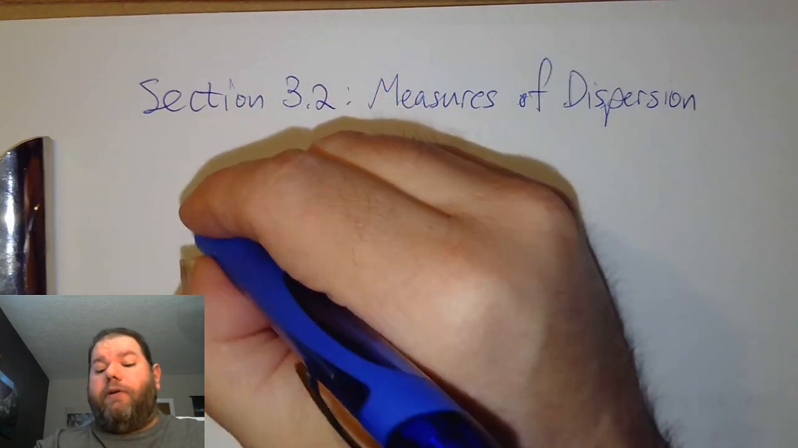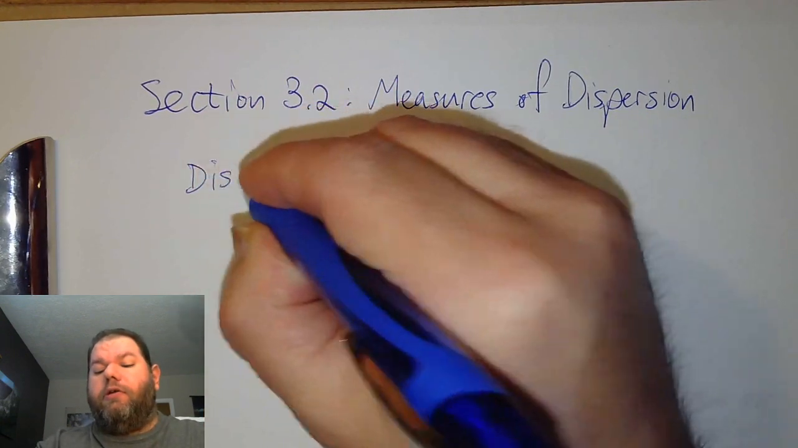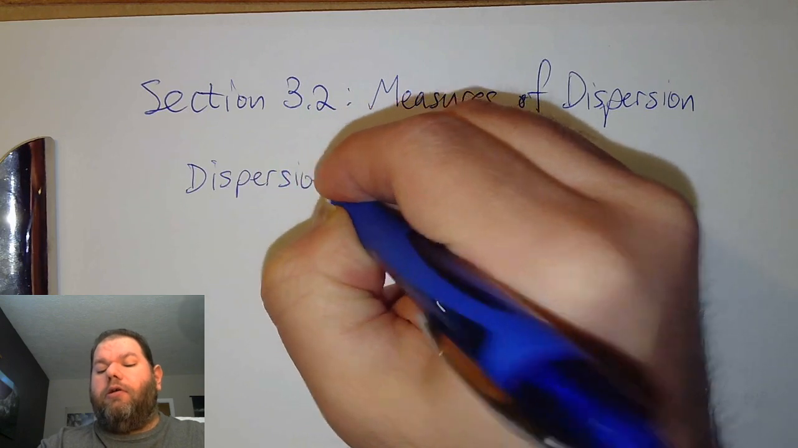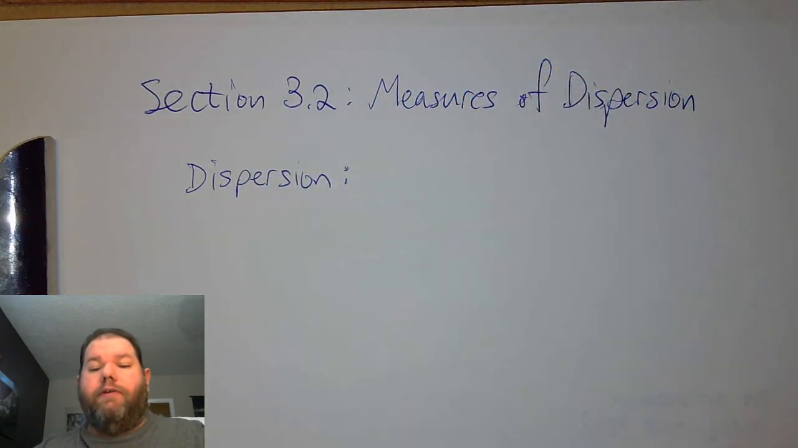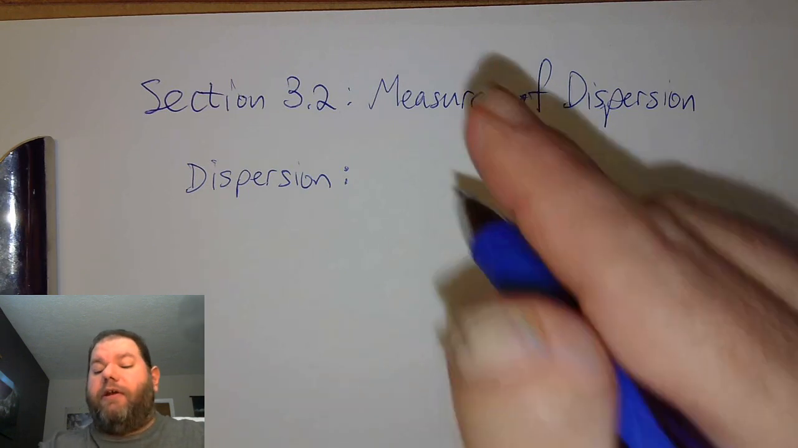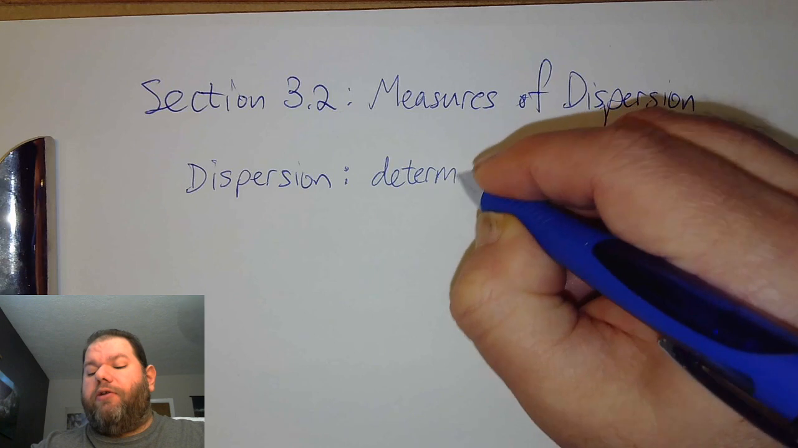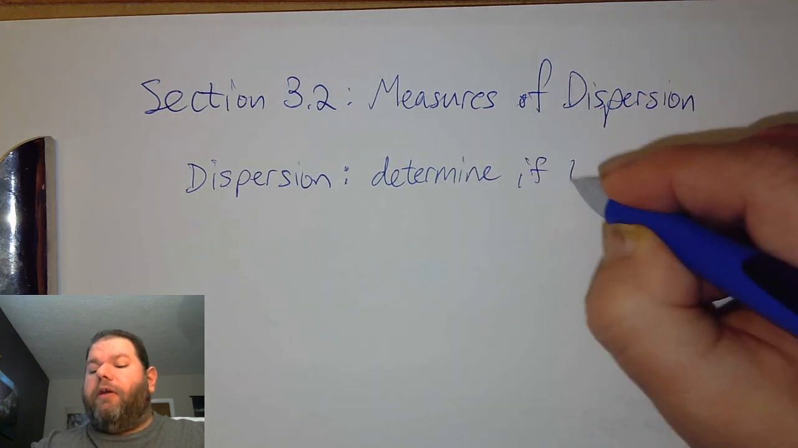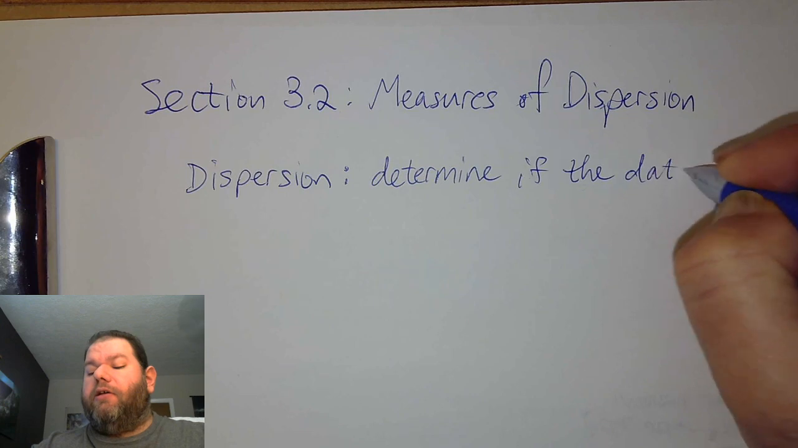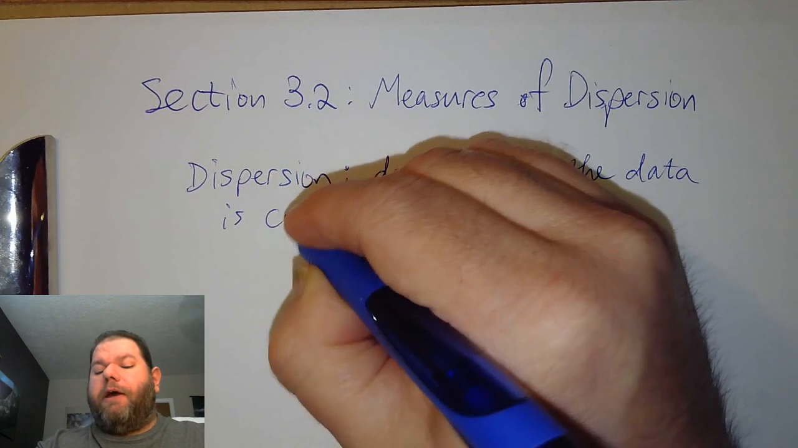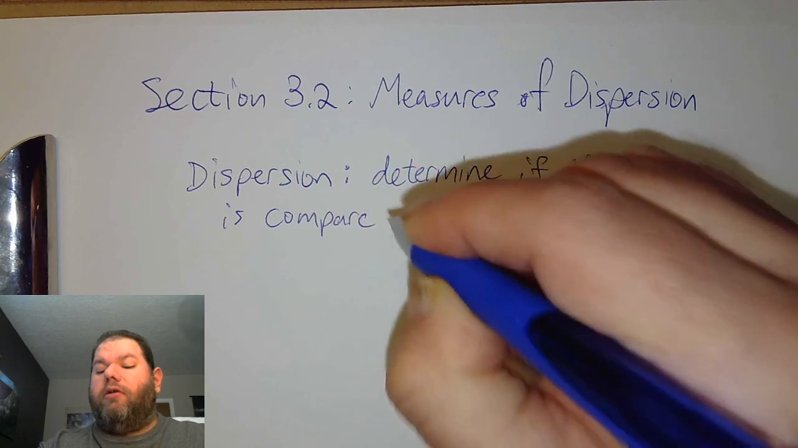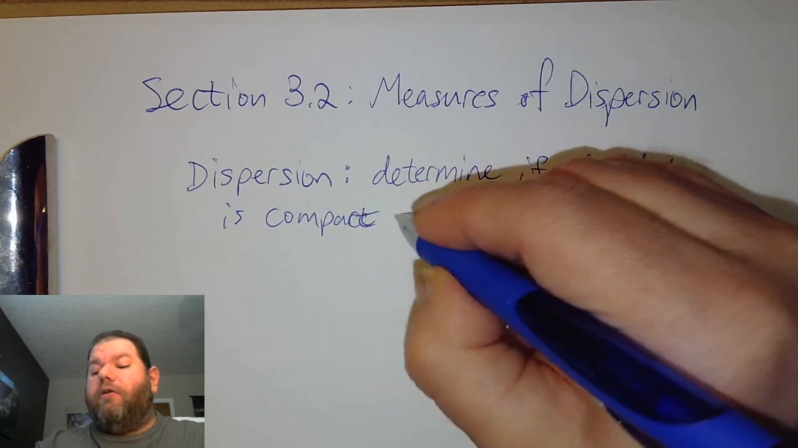Now, when we talk about dispersion, the goal here is to discover whether the data is kind of centralized and compact around one general area, or is it more spread out through the data set. So here we're trying to determine if the data is compact, or spread out.